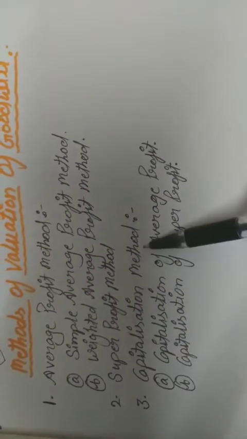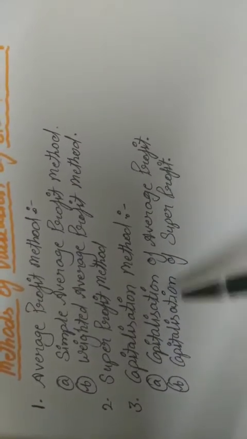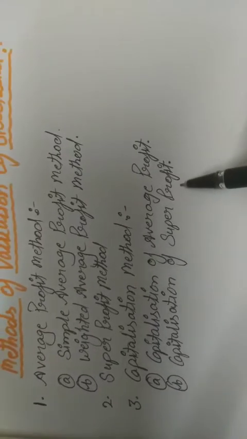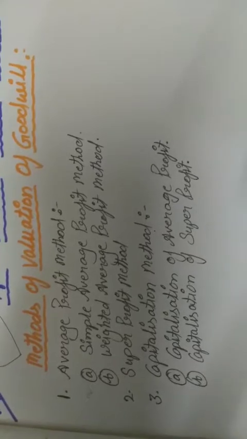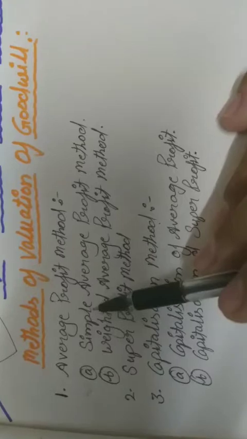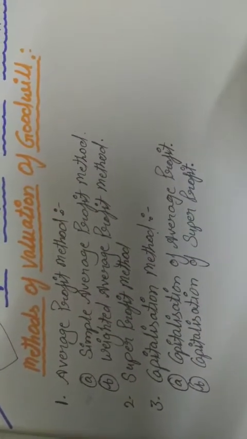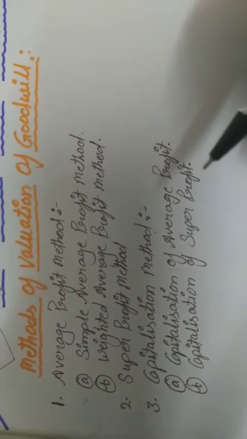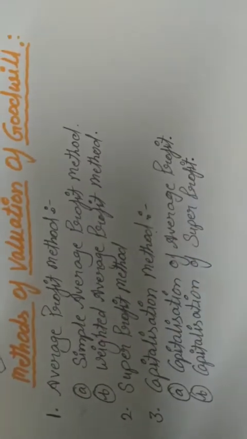Next is the capitalization method. It also covers two methods: capitalization of average profit and capitalization of super profit. Two methods are under the capitalization method. Today we will discuss only the simple average profit method. Related to this we will solve problems, learn the formula, and see how we calculate the goodwill of the firm with the simple average profit method.